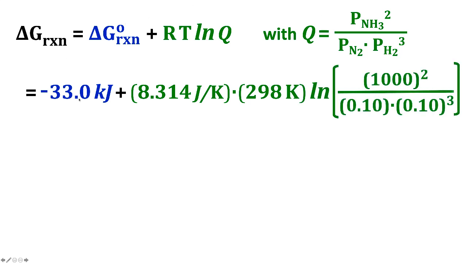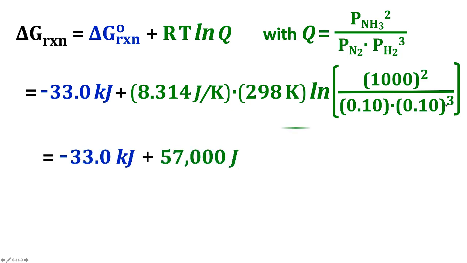Delta G naught we were given previously is negative 33.0 kilojoules. R is 8.314 joules per mole Kelvin. Temperature, we're going to assume we're at 25 degrees Celsius, so that's 298 Kelvin. Note the Kelvin and per Kelvin will cancel, giving us joules here. And then the natural logarithm of this Q ratio, this reaction quotient, is 1,000 squared over 0.1 times 0.1 cubed.